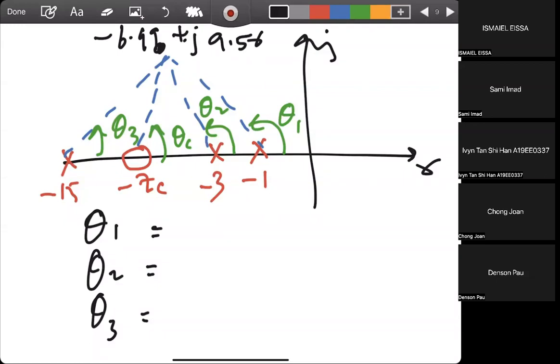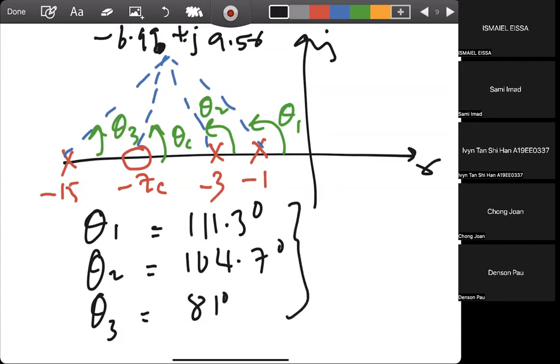180 degrees minus the inverse tangent of 6.99 over 9.56. Okay, so 11.3 degrees, 104.7 degrees, we will follow the diagram, and 81 degrees.